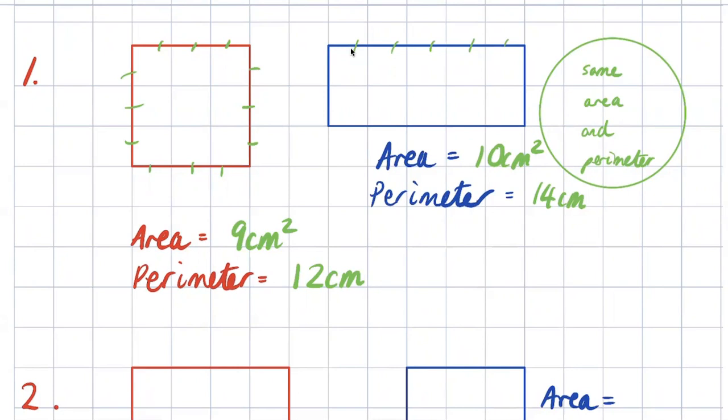So for the first challenge on the Google form, you're just going to investigate whether you can find a shape which has the same area and perimeter, and you're going to upload a photo of your work. Everyone needs to do this task. Even if you don't find it, I want to see the evidence of what you have done. So pause the video and have a go.